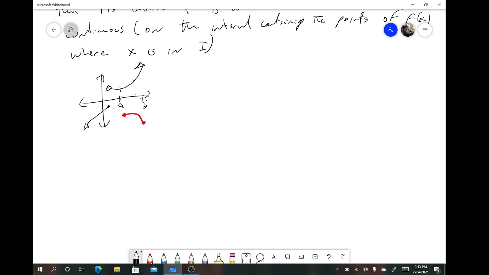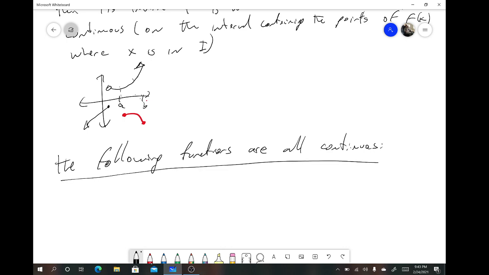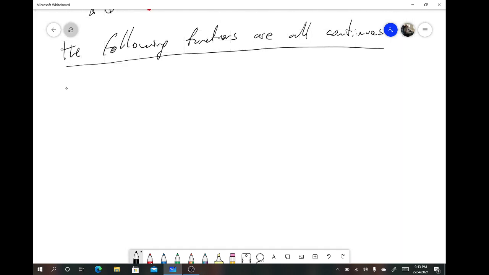Now I just said that all of the trigonometric functions are continuous. Let me just list all of the transcendental functions that are actually continuous. So the following functions are all continuous. Right? So what are they? Well, the trigonometric functions are all continuous. So sine of x is continuous, cosine of x is continuous, tangent of x is continuous, that's just sine over cosine, and this is on their domain.